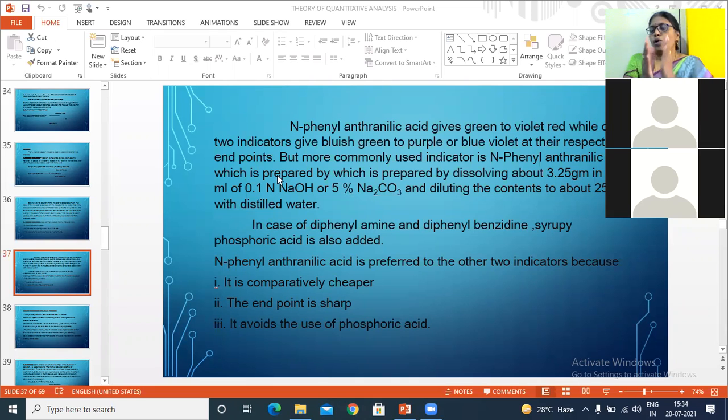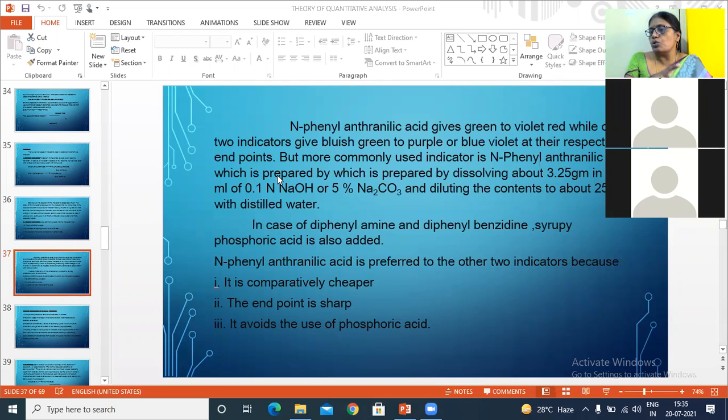So if you compare all three indicators, N-phenyl anthranilic acid, diphenylamine and diphenylbenzidine, N-phenyl anthranilic acid is very good compared to the remaining two. Why? Cost-wise, N-phenyl anthranilic acid is cheap compared to diphenylamine and diphenylbenzidine. Second, the end point is sharp, so the color change we can observe is very clear.